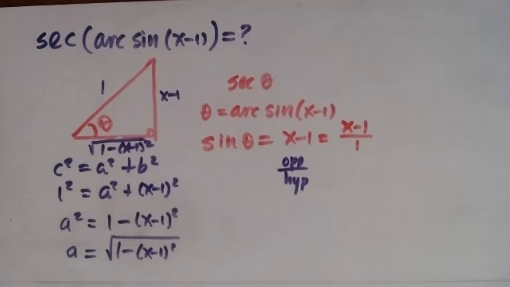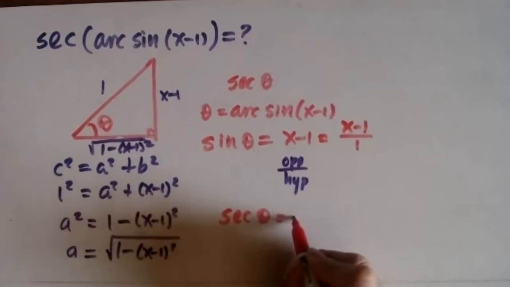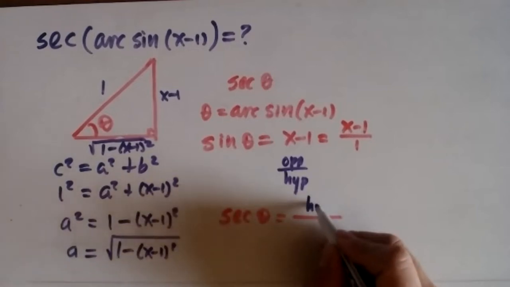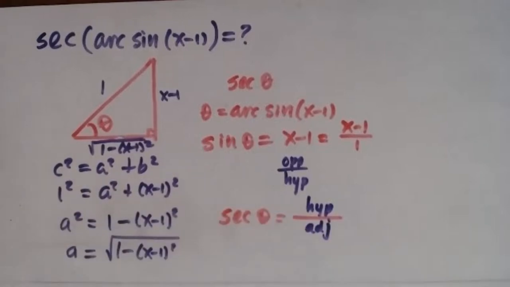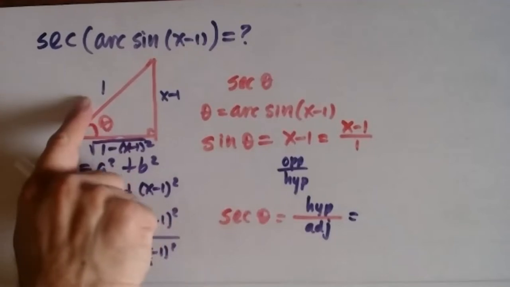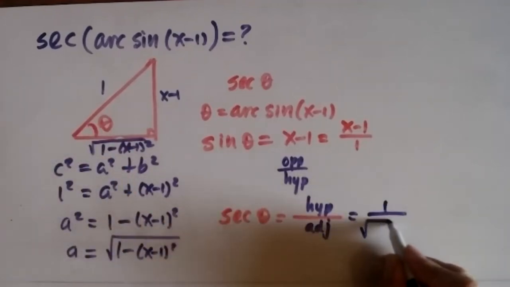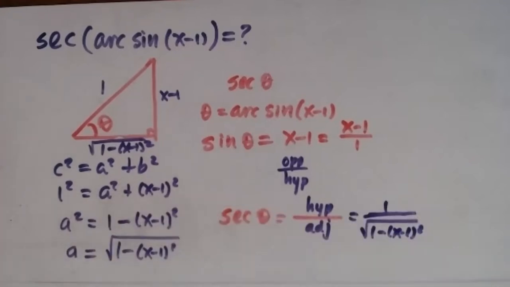Now, once I have this one, I need the secant of the angle. The secant is defined as hypotenuse over adjacent. That's the definition of the secant. Well, I just watch my triangle. The hypotenuse is 1. The adjacent is this new expression I got. So I have 1 over the square root of 1 minus (x minus 1) squared. And I'm not going to worry about this root. I'm going to leave it like that.